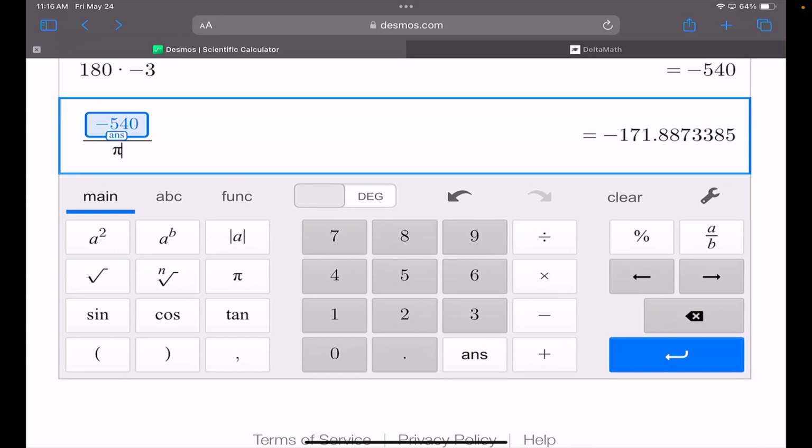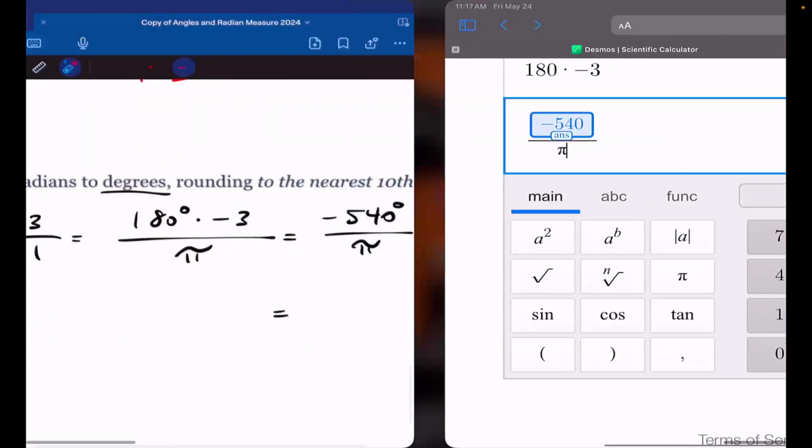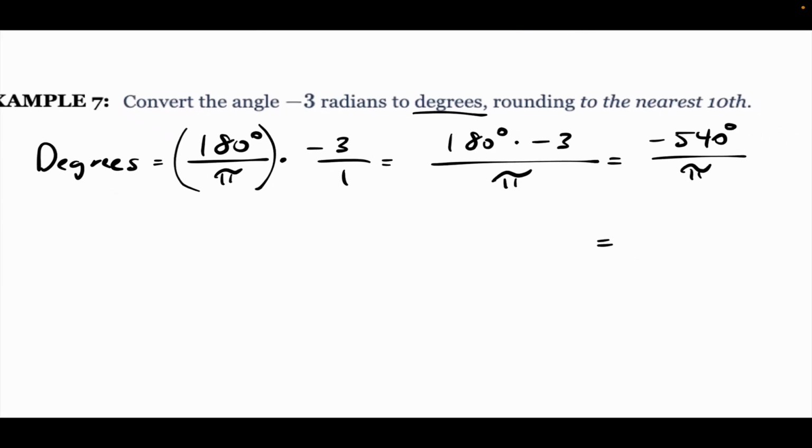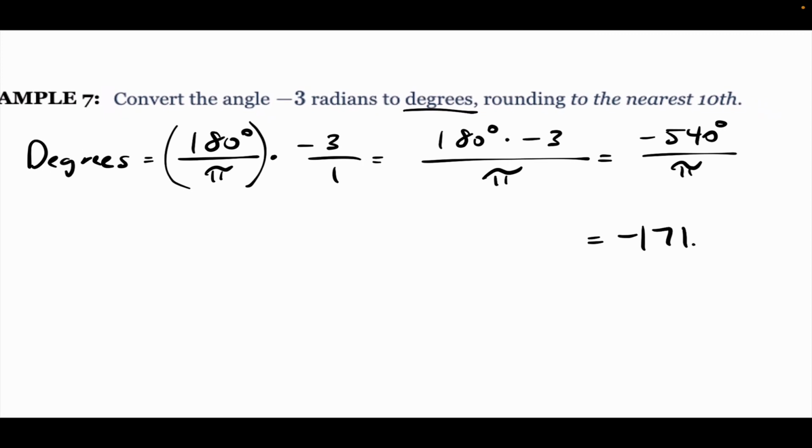-171.8. So the 8 can stay or go up. And it's going to go up 1 because of the other 8. So it's going to be -171.9. And it's still degrees because the degrees is still there. Okay. All right. Let's see. So tape this one in.